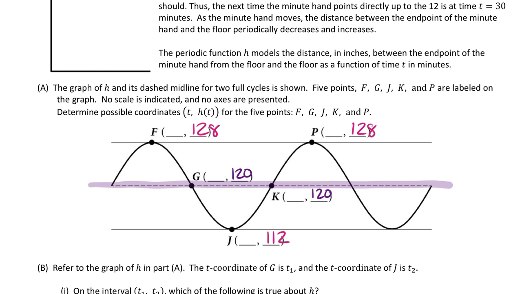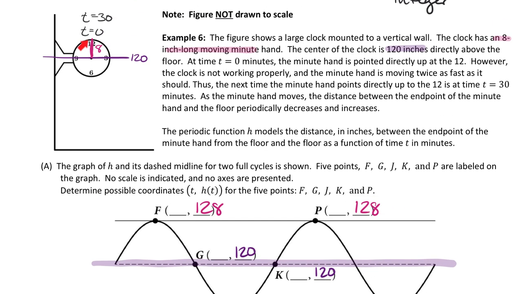Getting the output correct is 1 point. Huzzah. Now we have to do the inputs. In this example, our input is time. Most of the time it's time. T equals time. Okay? The first time our minute hand is up at the top, what time is it? 0. So that means the input value, at F, where we're first at the top, is 0.